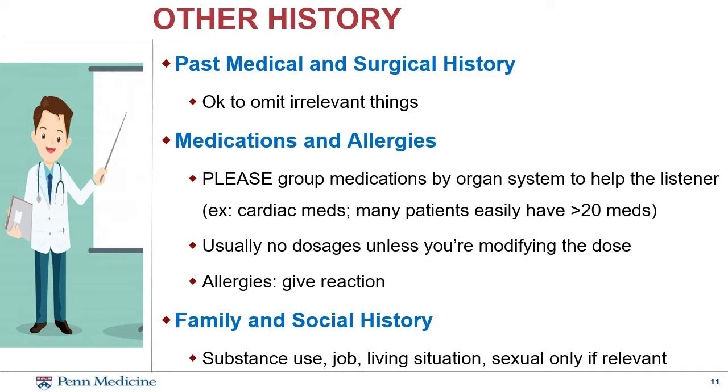Family and social history, everyone gets a mention of tobacco, alcohol, and drugs. You talk about the job, their living situation, and then if you want to delve more into the social history, that sort of depends on why the patient's coming into the hospital and what service you're on. For example, on the ID service where they take care of HIV patients, you may want to include a sexual history if you think it's relevant. Or if you're taking care of a TB patient, you want to maybe go over some of their exposure risks.